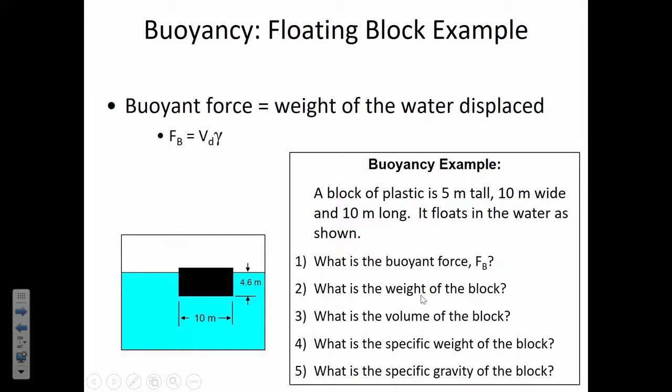It's in equilibrium. It's floating in the water in a stable equilibrium. It's not continuing to rise, and it's not in the process of sinking. It's stable. So go through steps 1 through 5, because ultimately the way that it's floating will tell us what is the specific weight of the block and what's the specific gravity of the block.